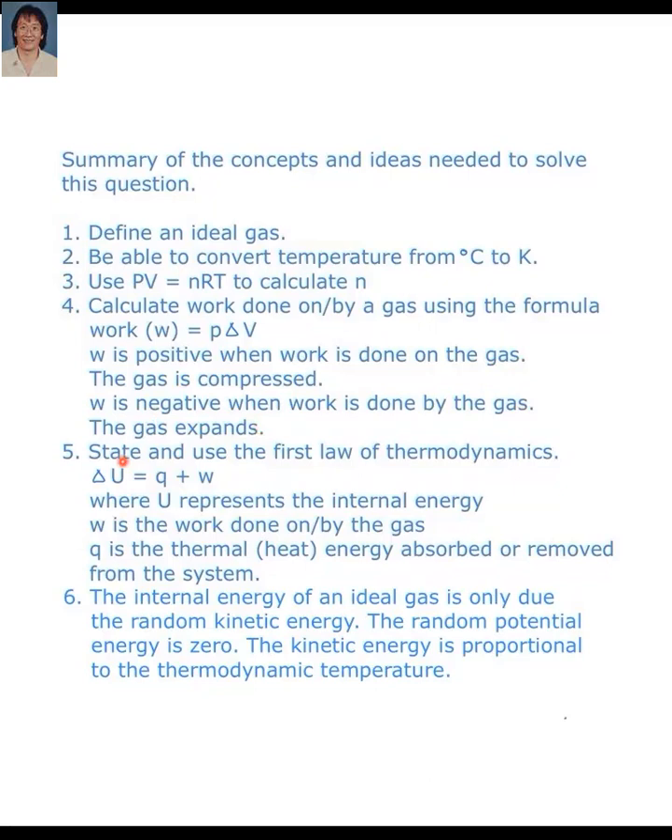Number 5, state and use the first law of thermodynamics. Your delta U equals Q plus W, where U represents the internal energy, W represents the work done on or by the gas, and Q is the thermal energy or heat energy absorbed or removed from the system. Then you need to know the internal energy of an ideal gas is only due to the random kinetic energy. The random potential energy is 0. The kinetic energy is proportional to the thermodynamic temperature.